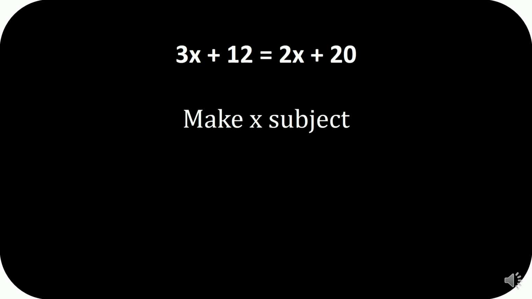So that will give me 3x minus 2x plus 12 is equal to 20. Since I'm trying to make x in one side and the other value to the other side, that means I have to bring 12 to the other side. So that will give me 3x minus 2x is equal to 20 minus 12. So if I simplify this will give me x is equal to 8. From 3x minus 2x is x. 20 minus 12 is 8.